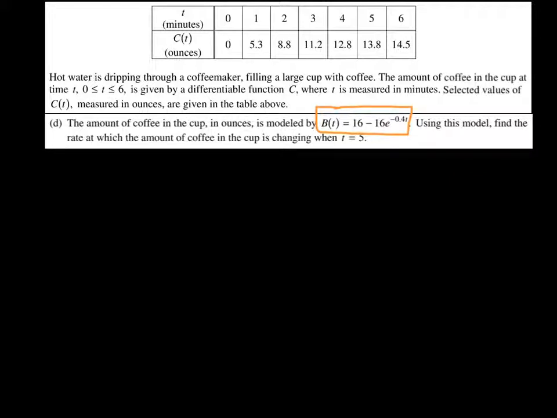I have to find the slope of B of t, all right, and then plug the 5 in. So I'm going to go ahead and find the slope of this. All right, so obviously that'd be 0, and then minus, I'm going to keep my constant, so negative 16. When I take the derivative of e to the u, it's e to the u, so e to the negative 0.4t times the derivative of the exponent, so du would be negative 0.4.